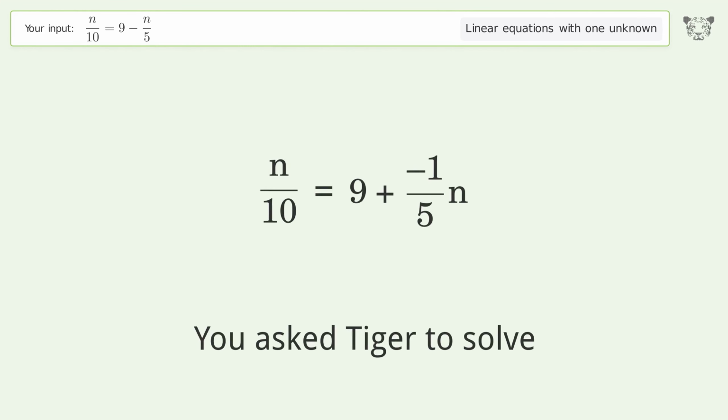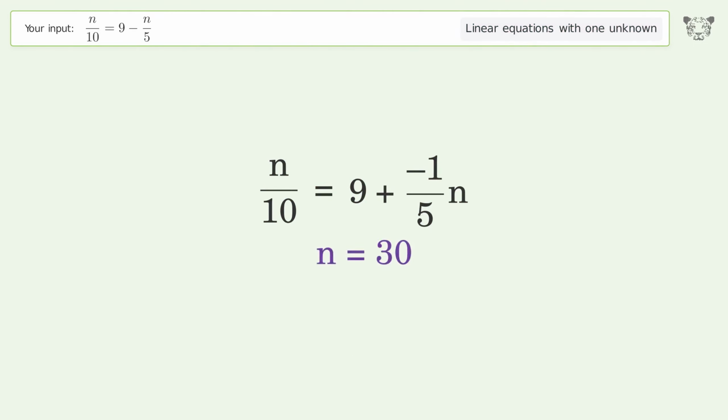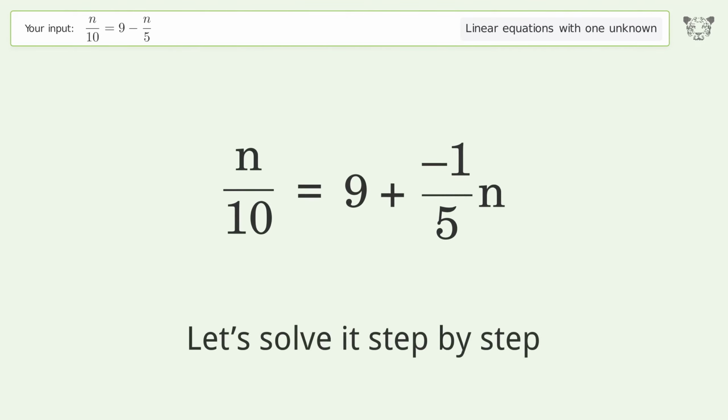You ask Tiger to solve. This deals with linear equations with one unknown. The final result is n equals 30. Let's solve it step by step.